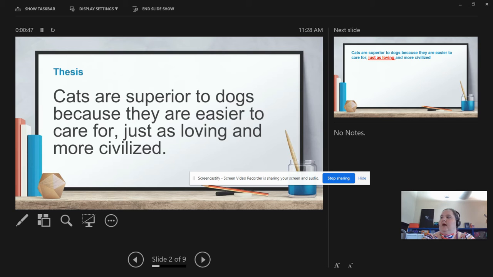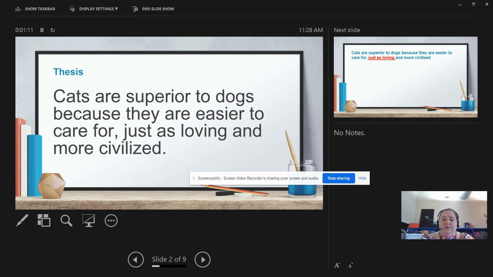So I came up with a thesis, and a thesis is really entirely your opinion. And I want to prove that cats are superior to dogs, even though I don't really think that, just so you know. I like cats and dogs, both. But a thesis gives you the building blocks for your paper. Cats are superior to dogs because they're easier to care for, just as loving, and more civilized.